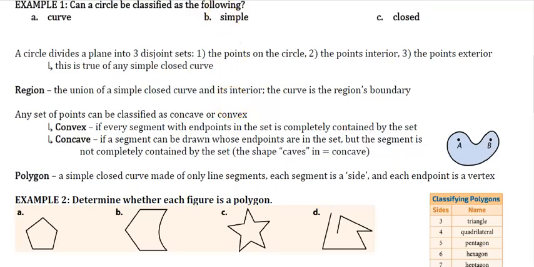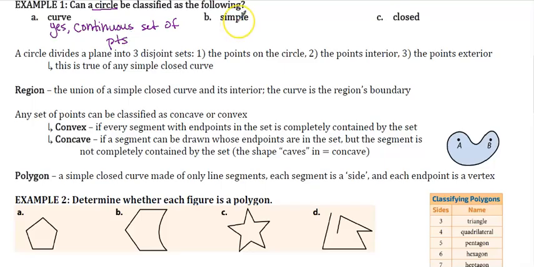All right, so in example 1, can a circle be classified as the following? So, can a circle be a curve? Yes, and we've got to think about those definitions. A curve is a continuous set of points. I'm going to use PTS for points. So a curve is just a continuous set of points. A circle is definitely that.